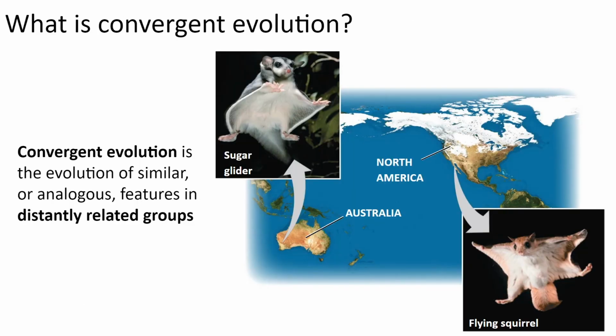Sometimes we even see similar morphological features and functions of these types of traits, but we know that the organisms have been separated for thousands of years. This scenario can be seen wonderfully in sugar gliders and flying squirrels.